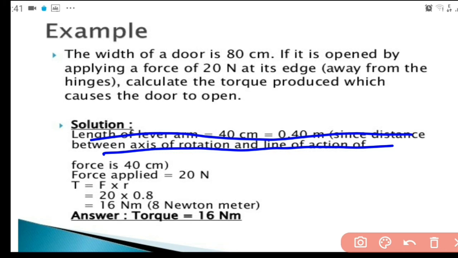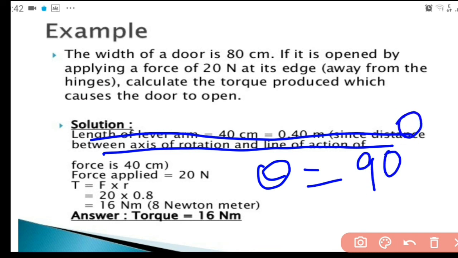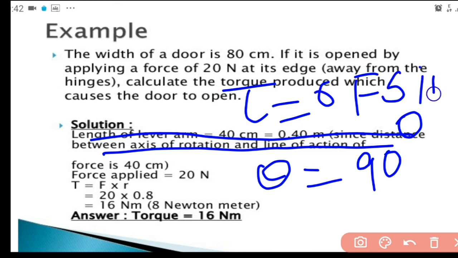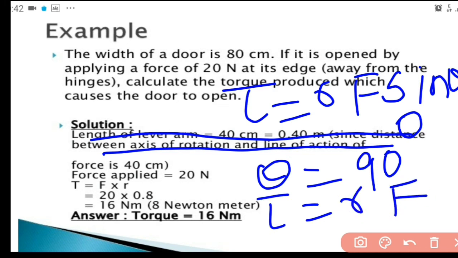The force is acting in a direction perpendicular to vector r. So in this case, theta will be equal to 90 degree, and the torque tau is r F sin theta. If theta is 90 degree, sin theta becomes 1 and torque tau equals r into F. That's what we have here. Torque is equal to F into r. So 20 into 0.8, that is 16 Newton meter.